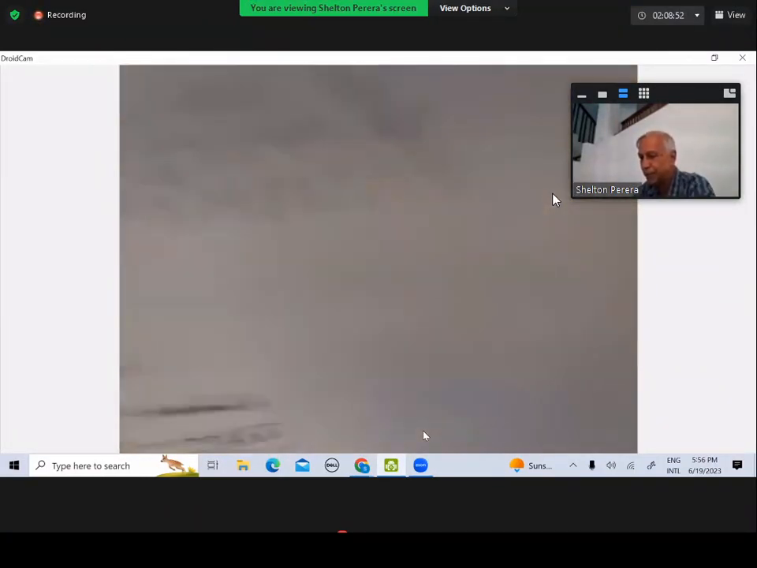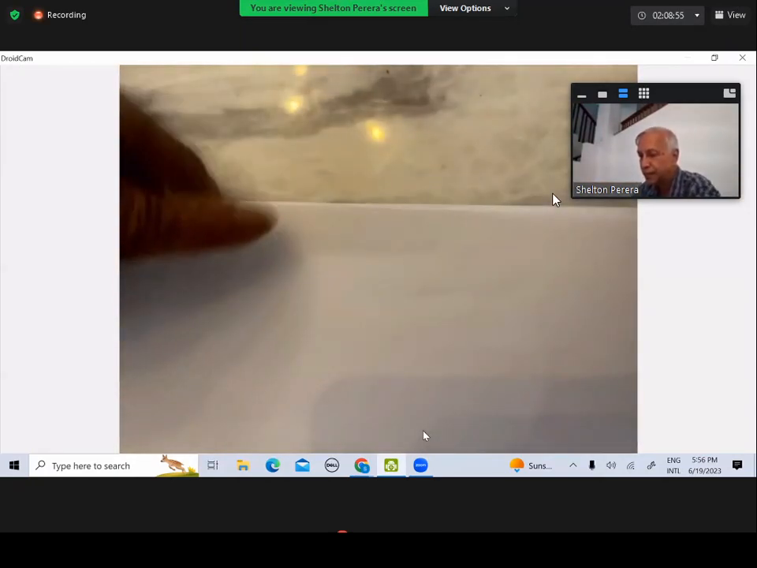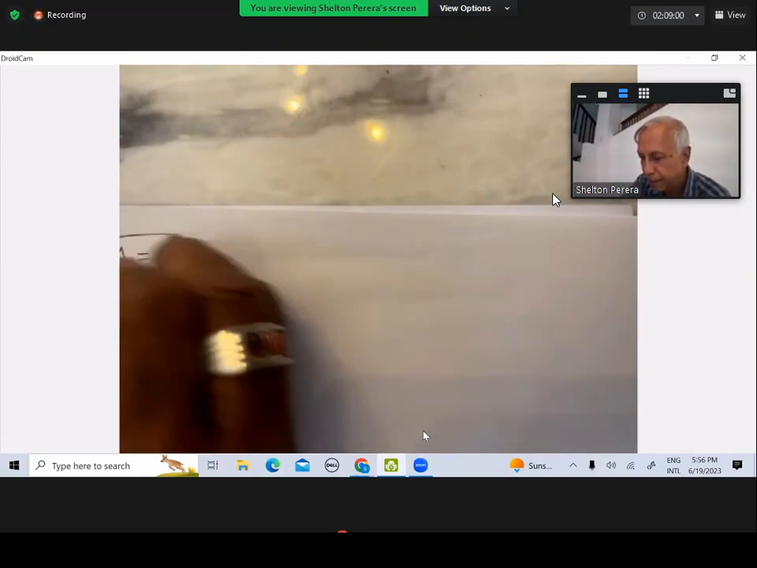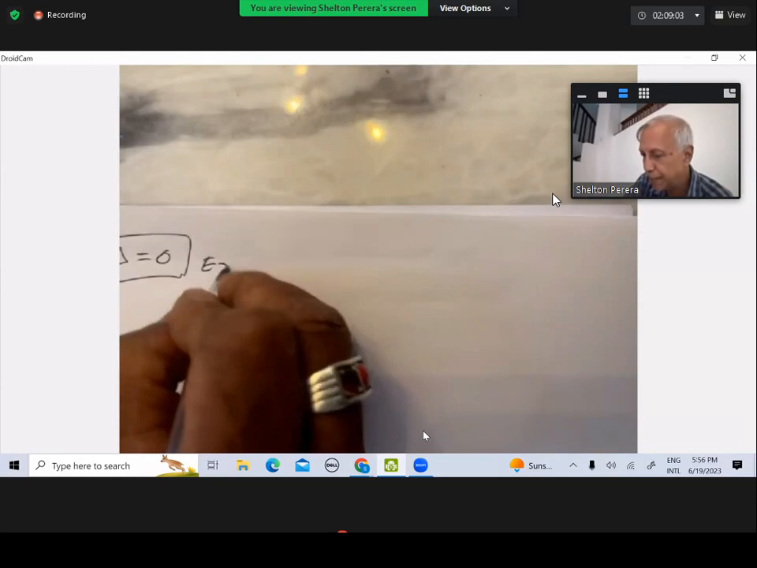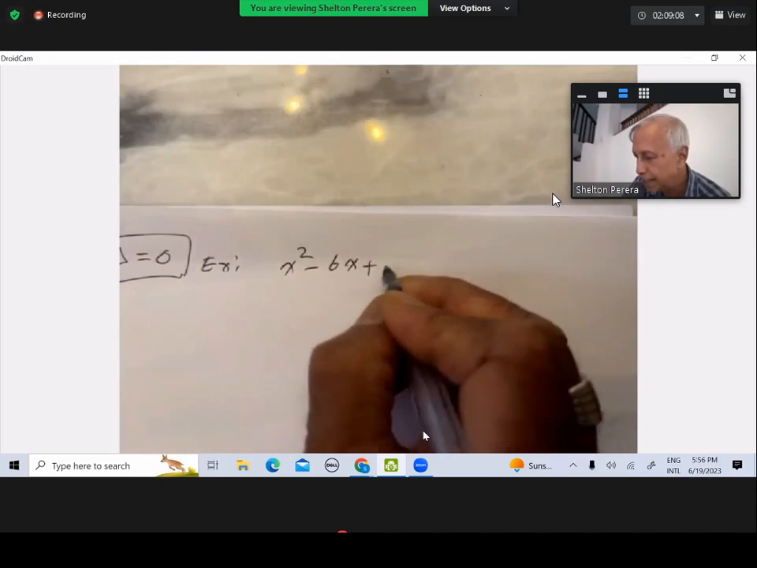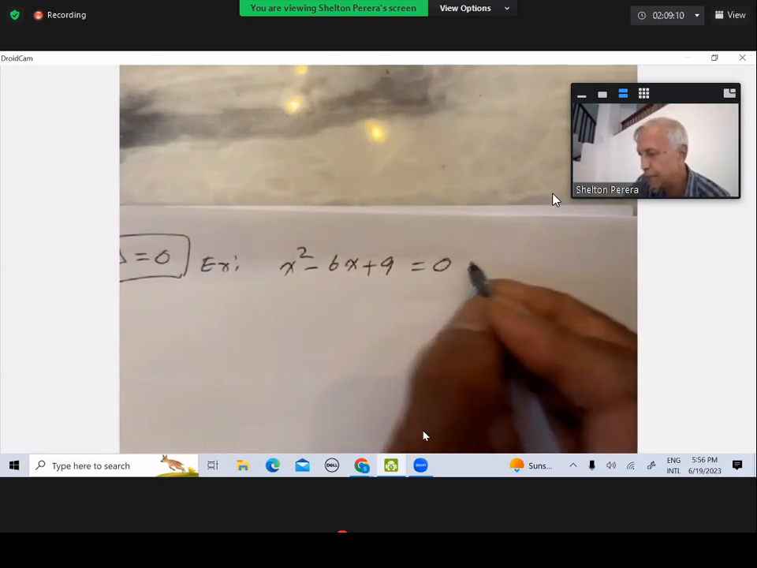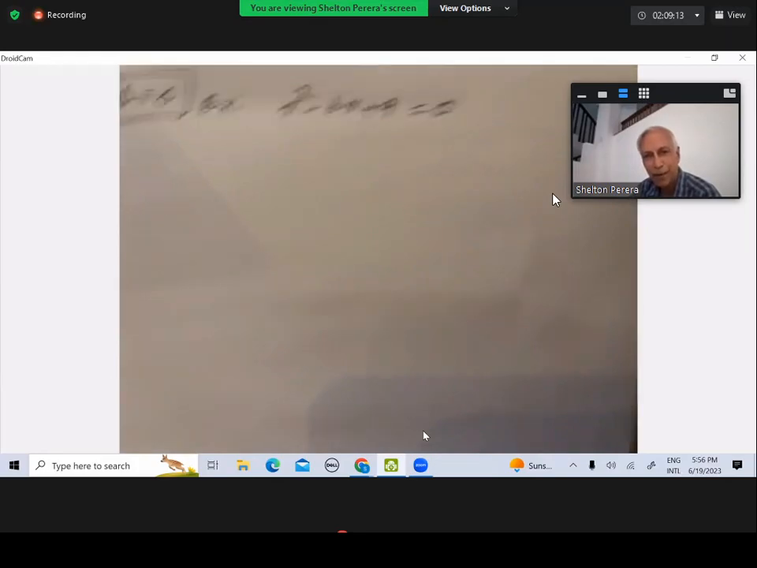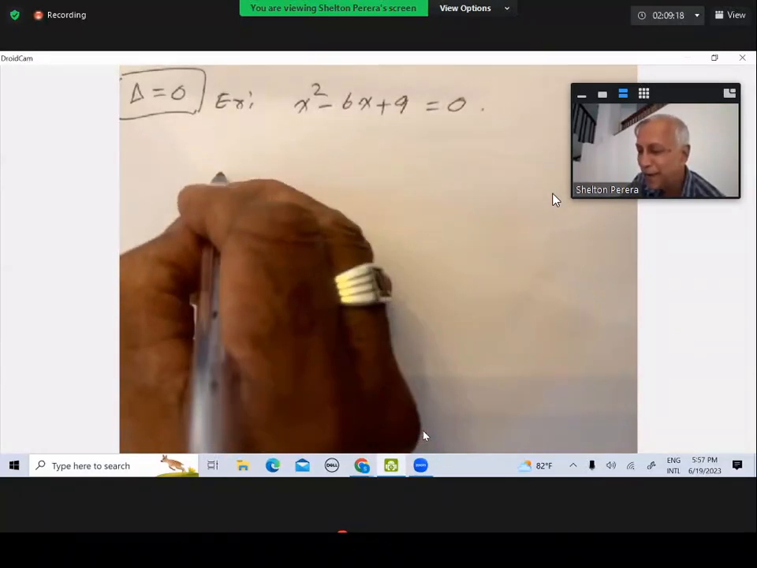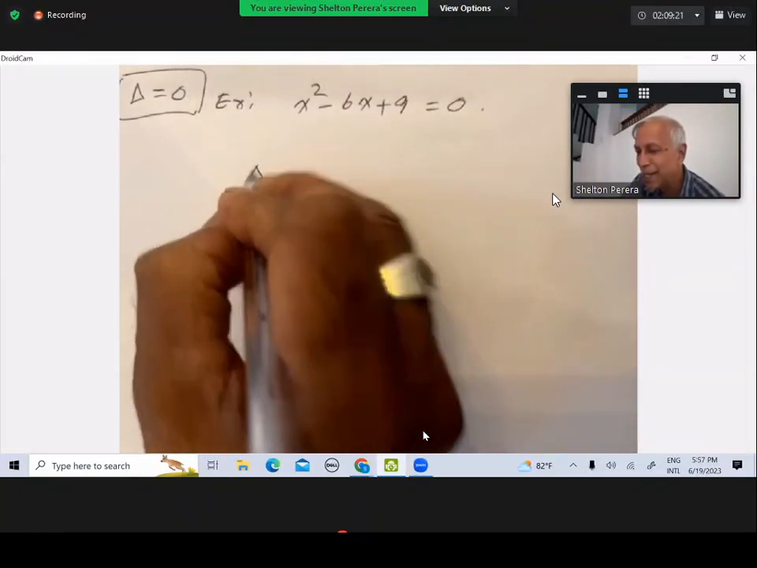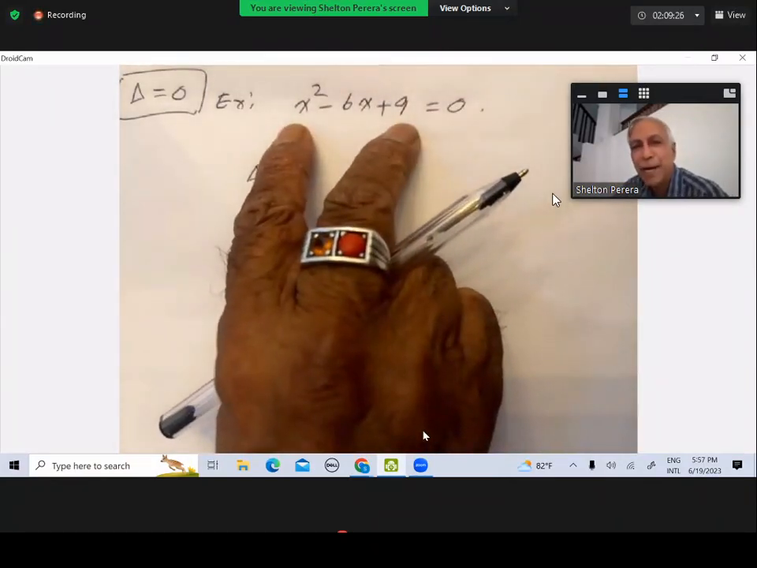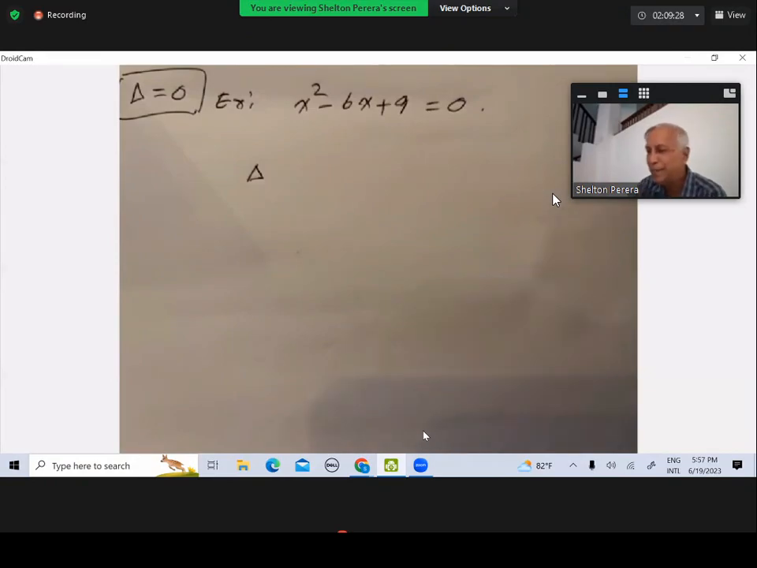Delta equal to 0. Next example for discriminant equal to 0. Example: x squared minus 6x plus 9 equal to 0. Now to solve it, when you find delta, you can immediately see that if delta is equal to 0, this is a perfect square, like x plus 2 squared.